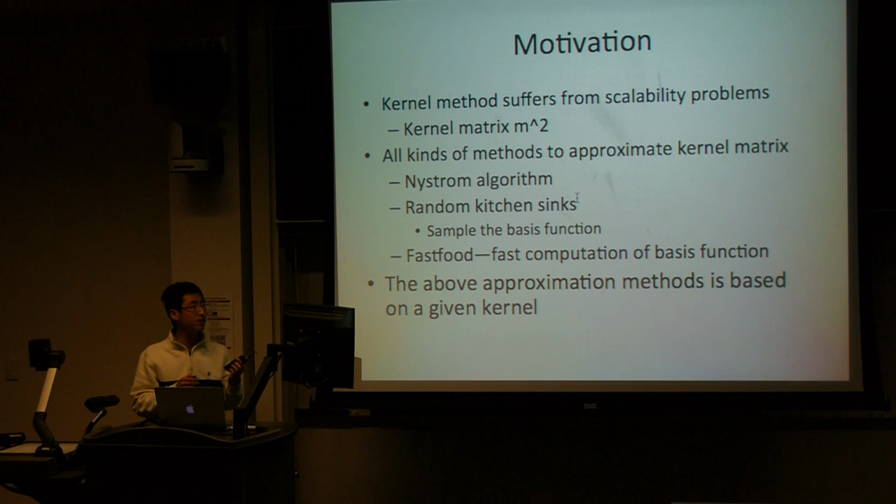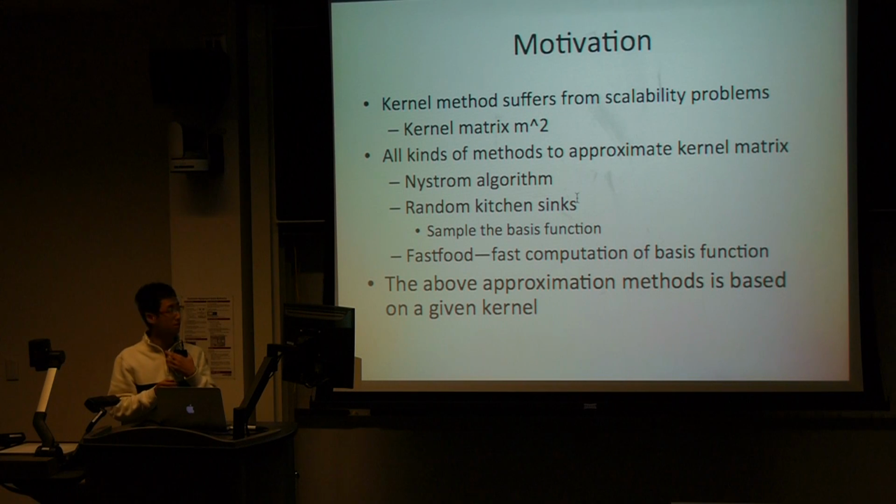Sometimes we may even need to do some computation on this kernel matrix, such as the inversion, and the computational complexity is even higher. It can be m cubed. And there are all kinds of methods to approximate this kernel matrix, such as the Nystrom algorithm. The Nystrom algorithm takes some part of the kernel matrix to approximate the whole kernel matrix. And also random kitchen sinks expand the kernel to get the basis function.